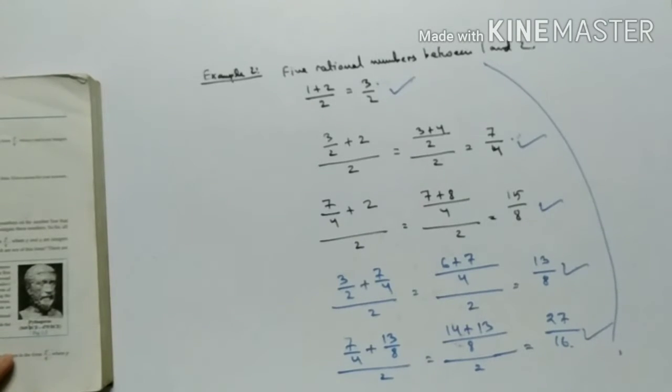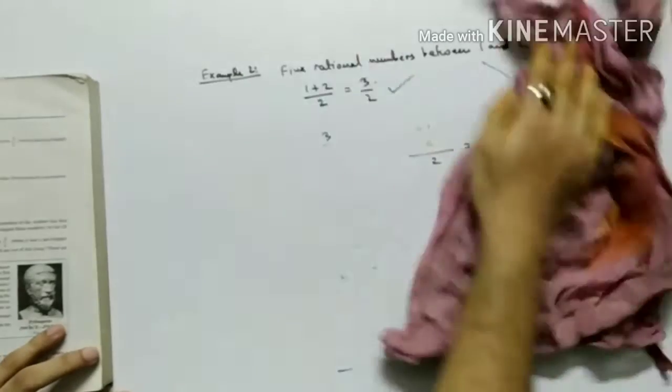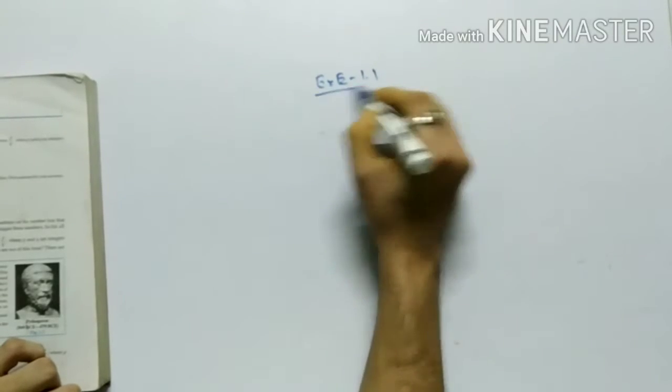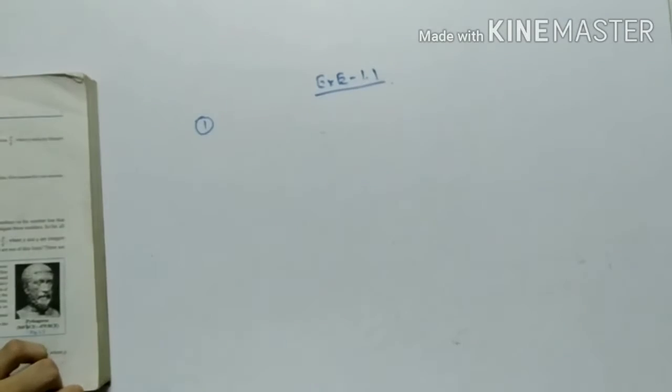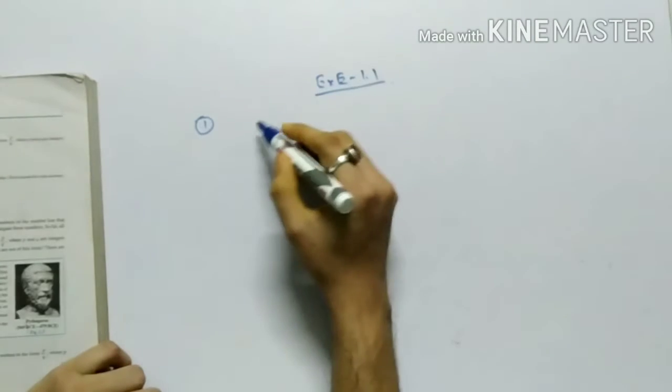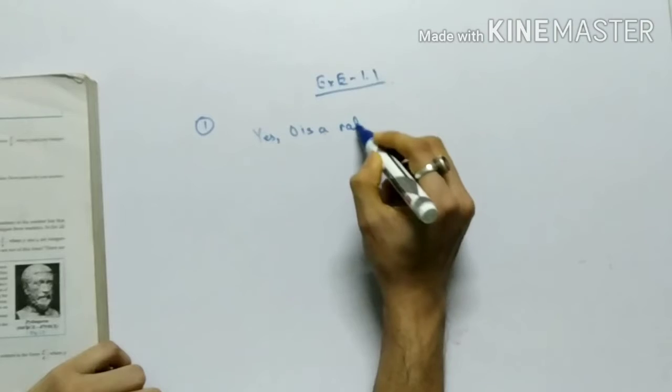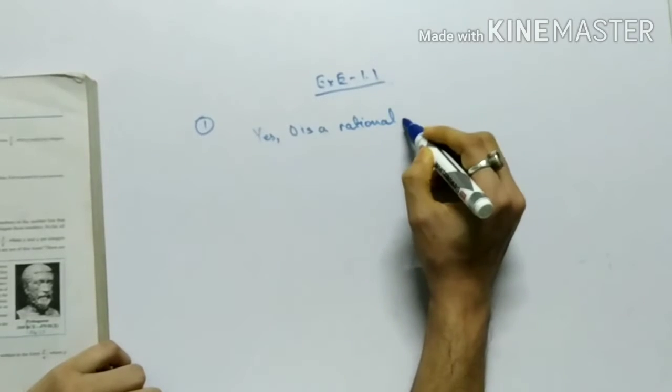So next I will go to exercise 1.1. So first one, is 0 a rational number? Yes, 0 is a rational number.